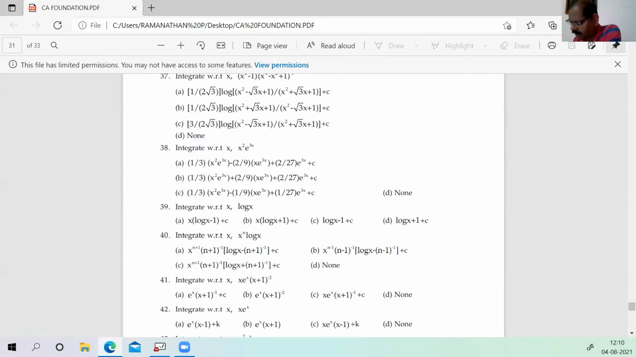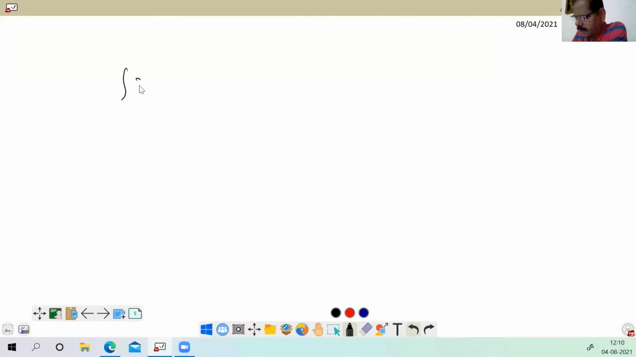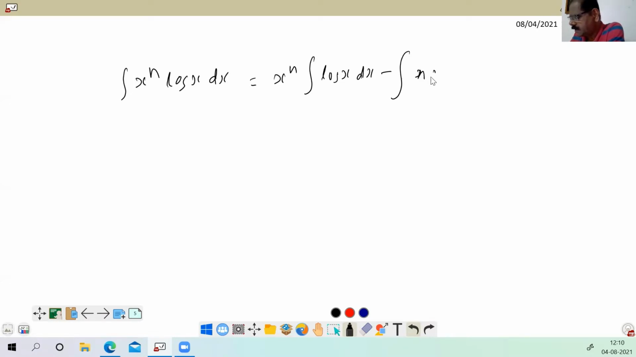Second one, x raised to n log x. That we have to do again. Integral x raised to n log x dx. So x raised to n is the first function. x raised to n into integral log x dx minus integral of derivative of x raised to n, that is n into x raised to n minus 1 into integral log x dx. If we take like this, integral log x we cannot do straight away. So we have to take using the Eilert rule.